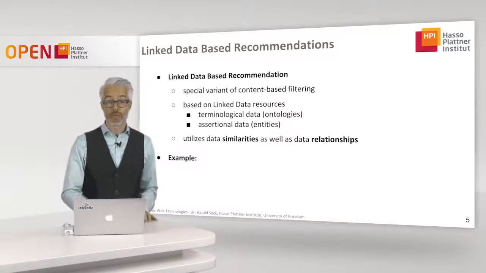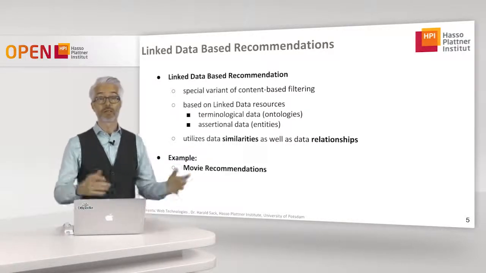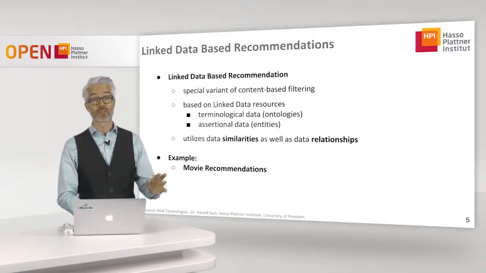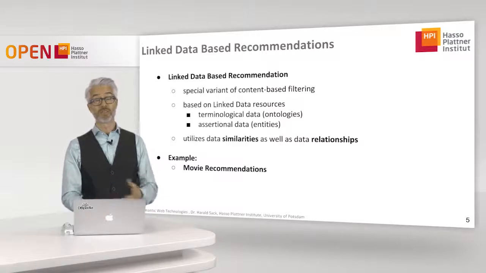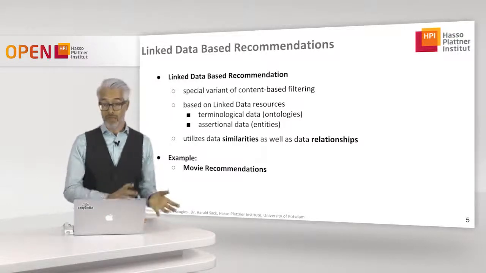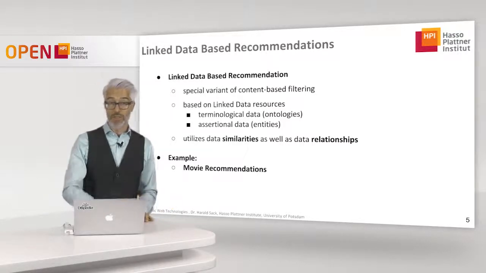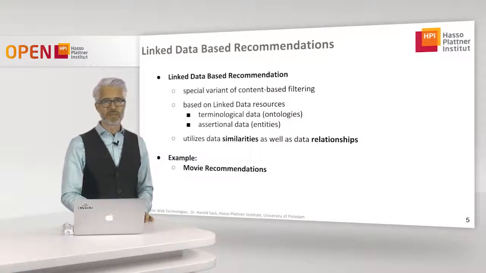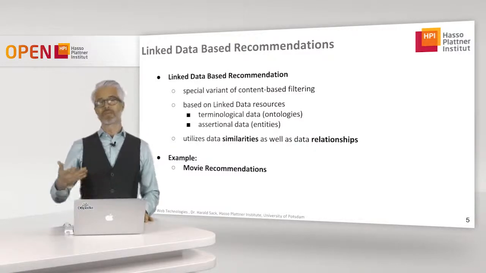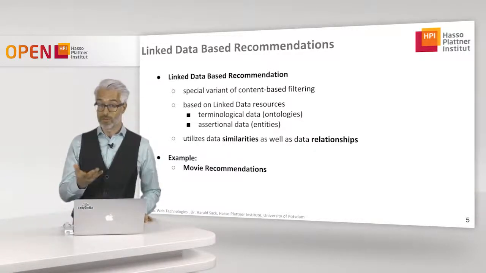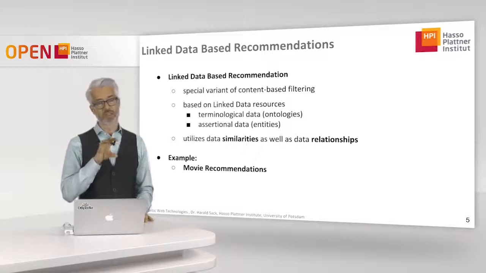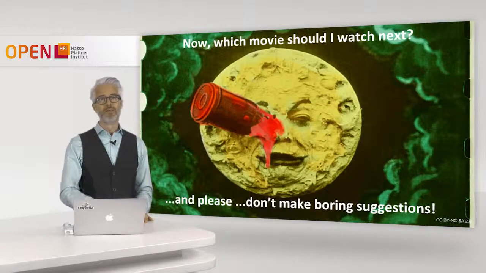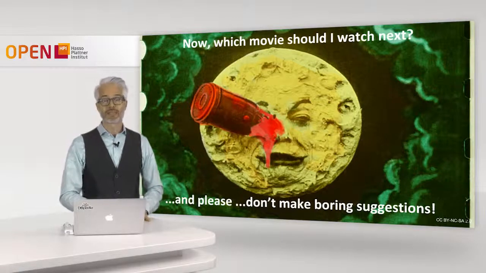And we want to try it out, of course, with an example. Our example will be movie recommendations. Movie recommendations are rather popular, so most of these video on demand platforms have the problem that you have watched a video and then of course you want to watch another video, but you have no idea what to look at, and therefore they are presenting recommendations to you. And we want to do movie recommendations now based on linked open data. So let's take this case into account.